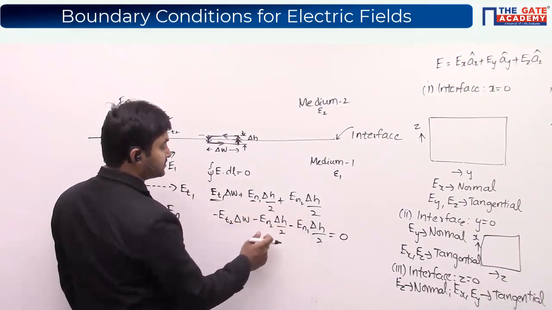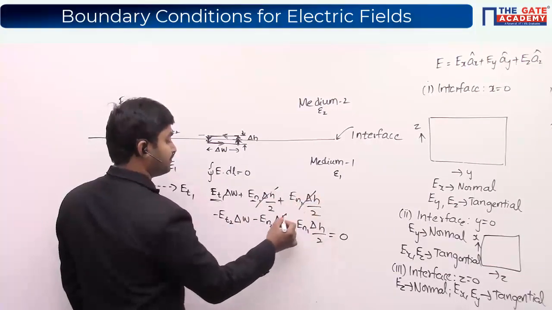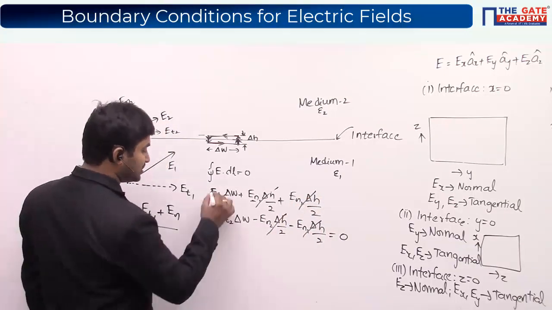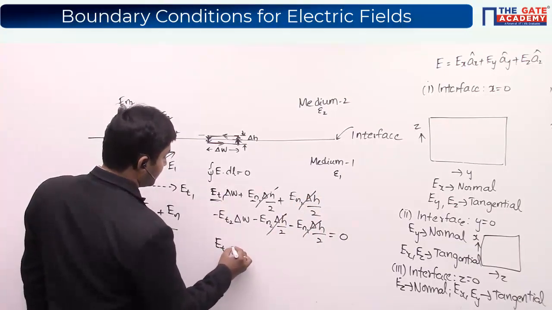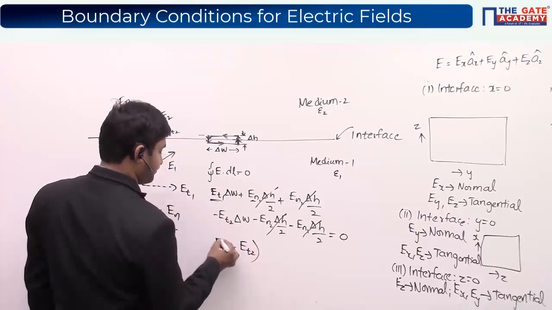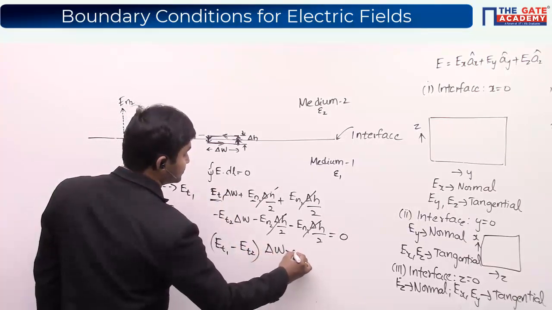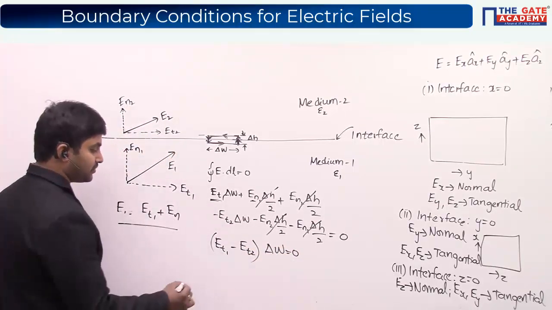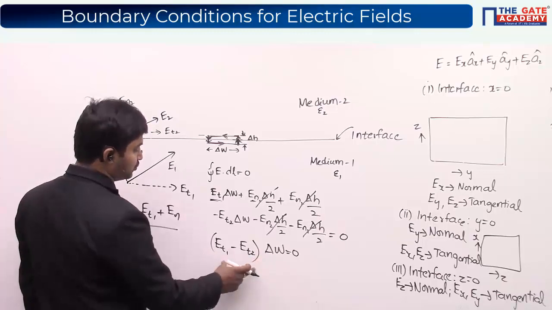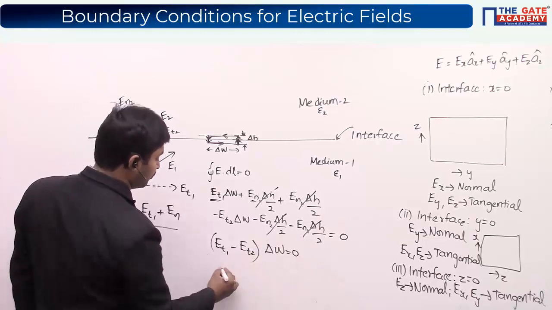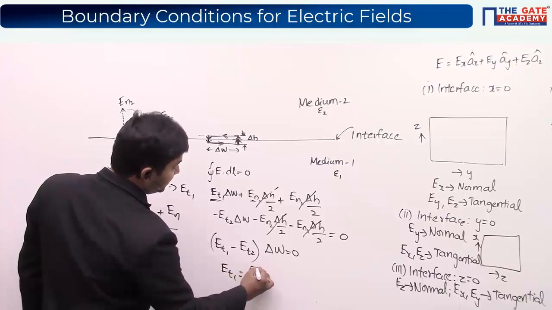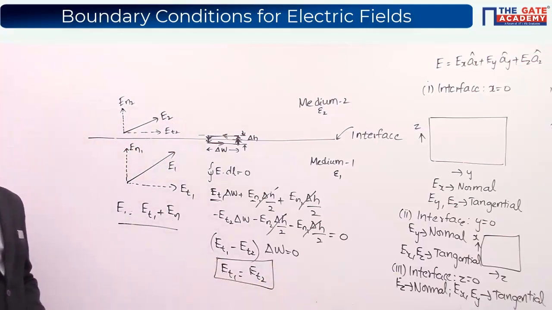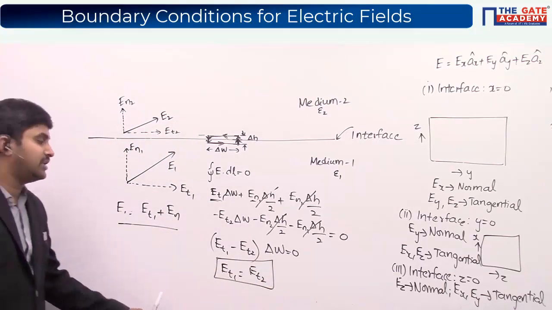The normal components, if you observe, are completely going to get cancelled out. So we have a relation that Et1 minus Et2 multiplied by del W is equal to 0, correct? Del W anyway is not equal to 0, so Et1 minus Et2 should be equal to 0. So the value of Et1 is equal to Et2. Please note it down till here.